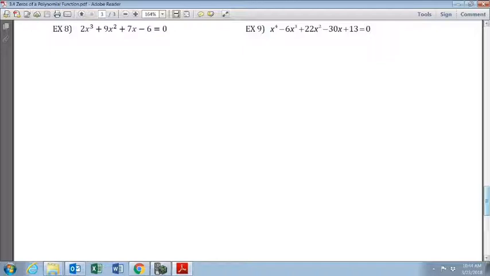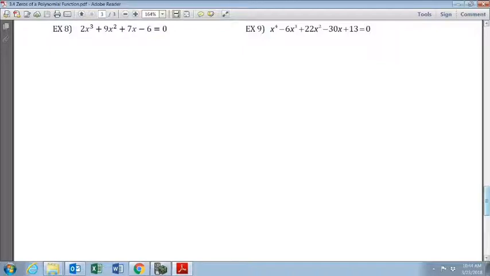So first of all, I want you to notice on 8 and 9, they look a little bit different than the ones we just solved, which were polynomials and we were finding zeros. In these cases, we still have polynomials, but we're actually trying to find the solutions to an equation. But we're still working with polynomials. 2x cubed plus 9x squared plus 7x minus 6 is a polynomial. And so we're going to use the same techniques we were just using.